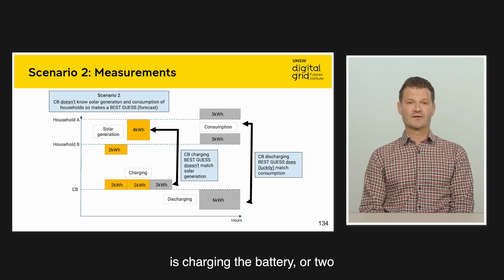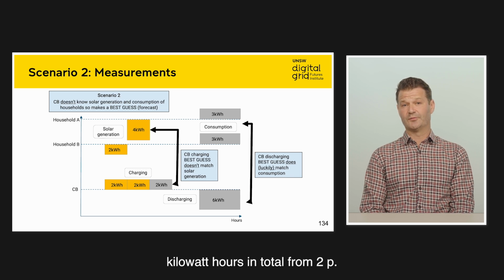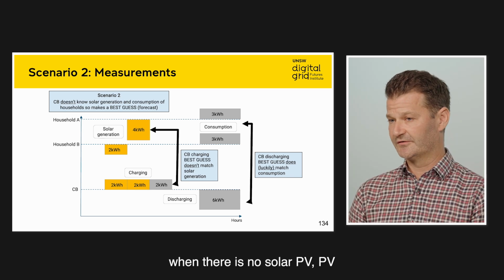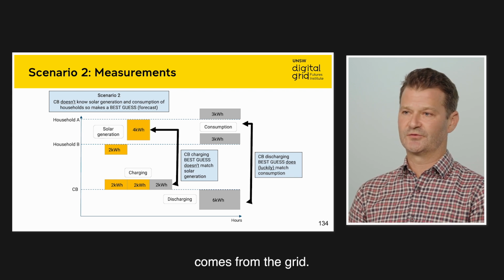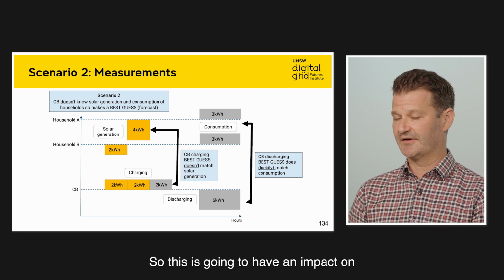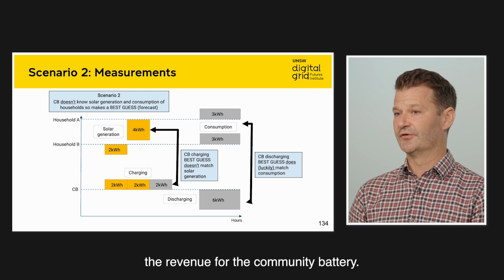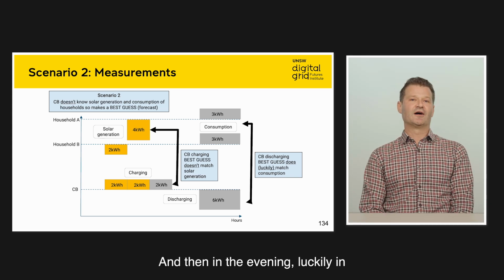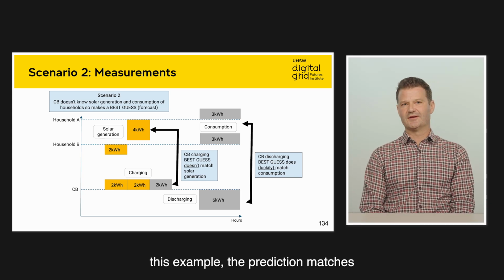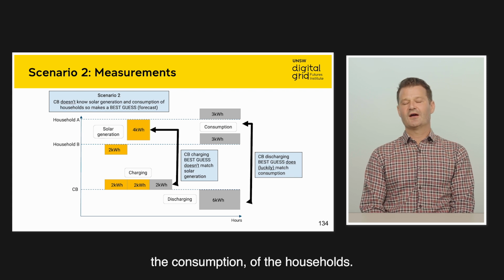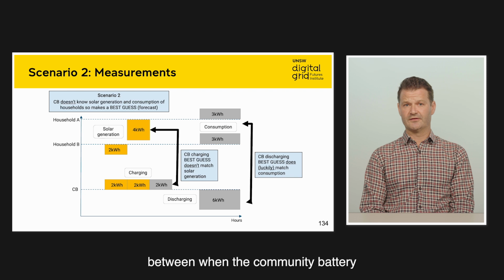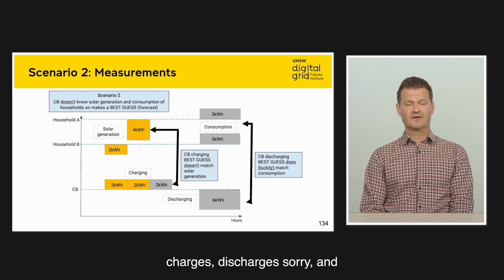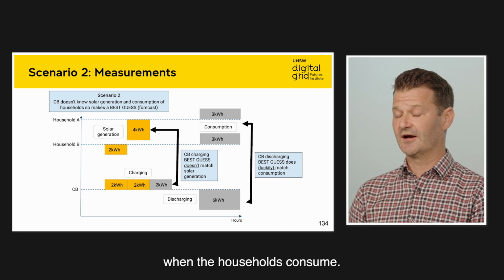That means there is a key discrepancy here, where it is charging the battery 2 kilowatt hours in total from 2 p.m. till 3 p.m. when there is no solar PV export coming from the homes, and therefore this power comes from the grid. So this is going to have an impact on the revenue for the community battery. And then in the evening, luckily in this example, the prediction matches the consumption of the households. So there are no discrepancies there between when the community battery discharges and when the households consume.